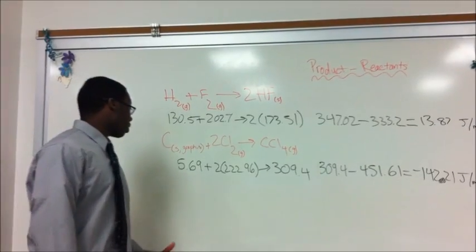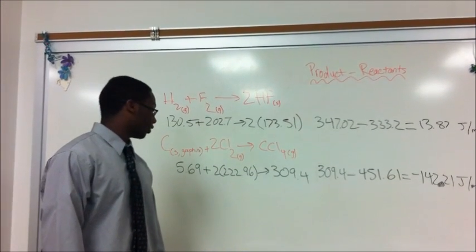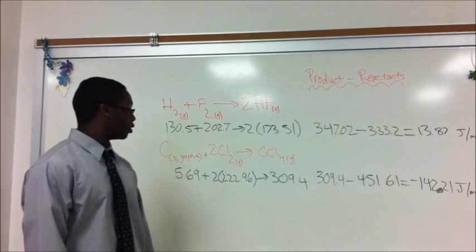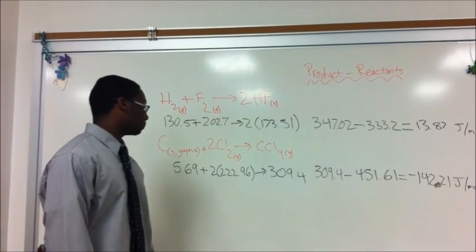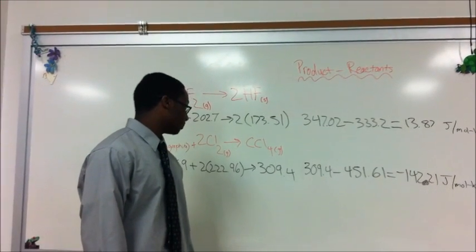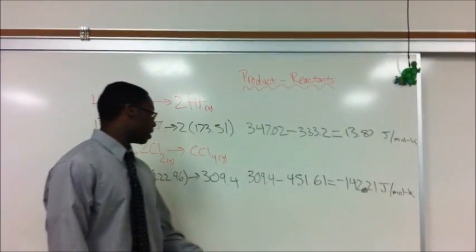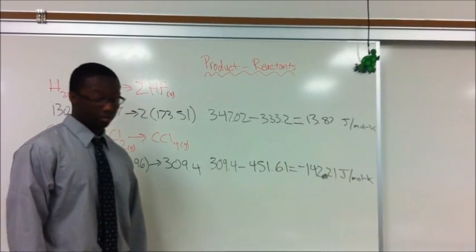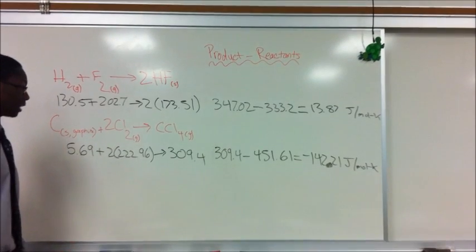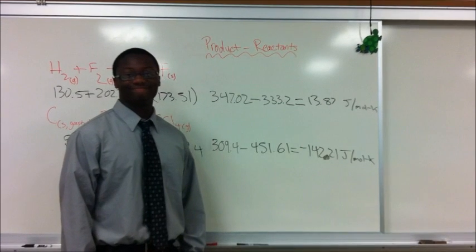For the second problem, we have carbon graphite, which has an entropy of 5.69, and we have 2 moles of chlorine gas, and the original entropy is 222.96, but again, because we have 2 moles of it, we have to multiply the entire entropy by 2. And for the products, we have carbon tetrachloride, and it has an entropy of 309.4. So the equation would be this: 309.4, which is the product, minus 451.61, which is the sum of the reactants, and that gives you negative 142.2 joules per mole Kelvin.